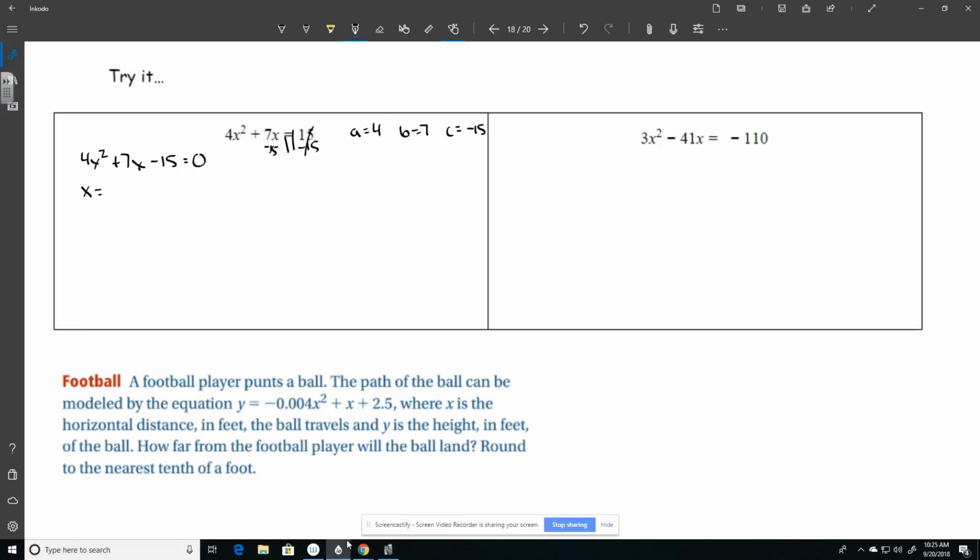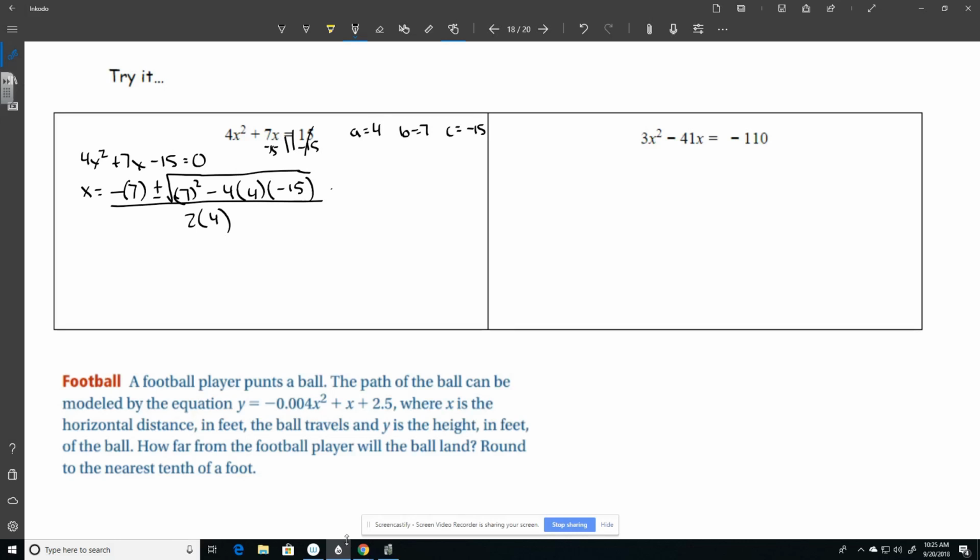X equals negative b, which is negative 7. B is just 7, plus or minus the square root of b squared. So 7 squared minus 4 times a, which is 4, times c, which is negative 15. And all of that gets divided by 2 times a, which is 4.